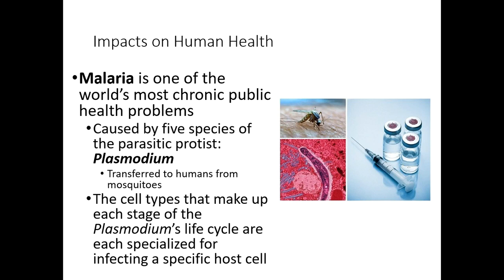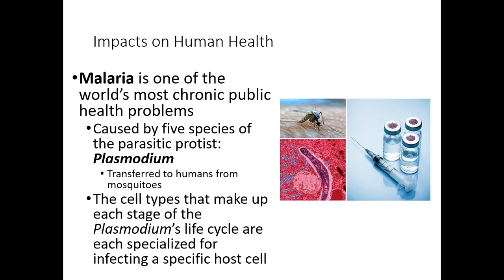So one of the best examples we can talk about as the impact on human health is malaria. This parasitic protist called Plasmodium is transferred to humans from mosquitoes, and this causes malaria. So it's really the world's most chronic health problem. 200 million people worldwide are affected by malaria, and it kills about 600,000 a year.